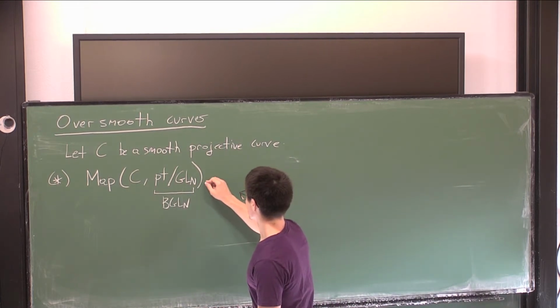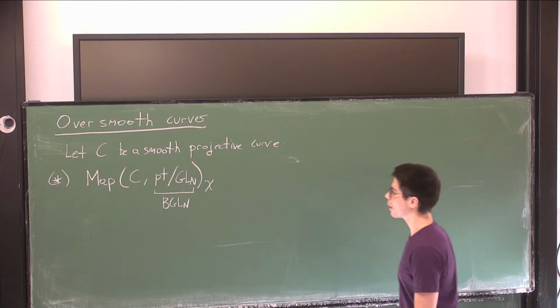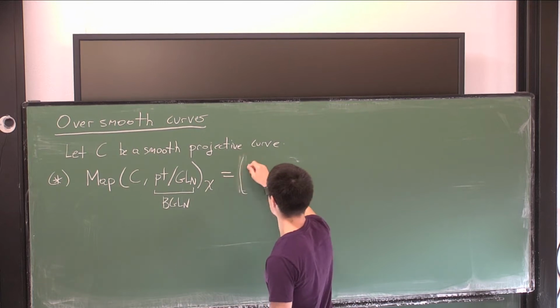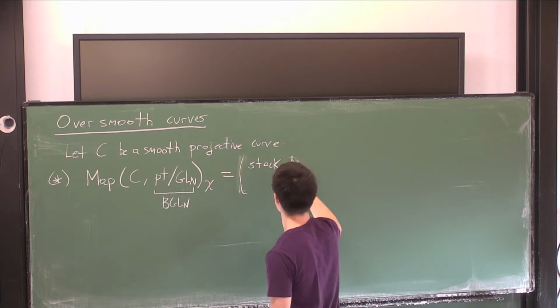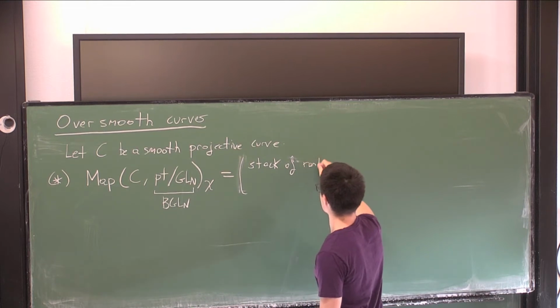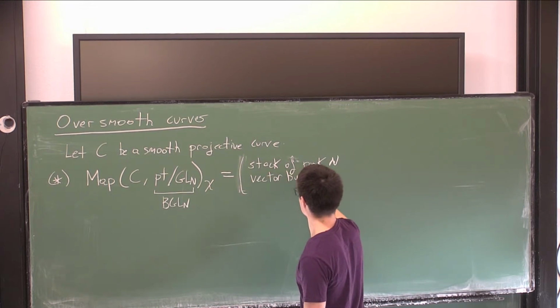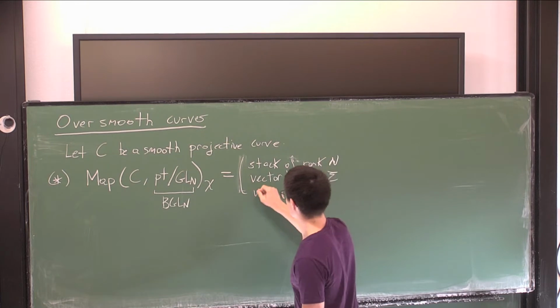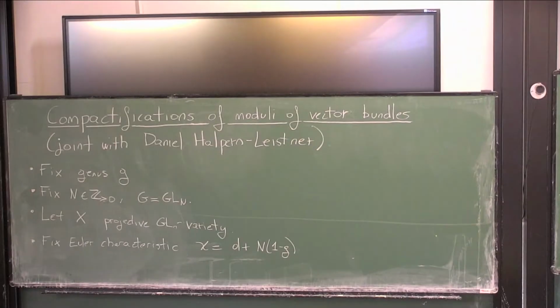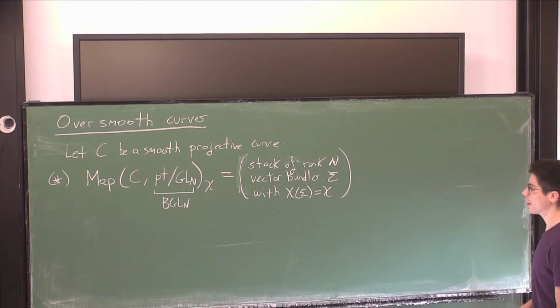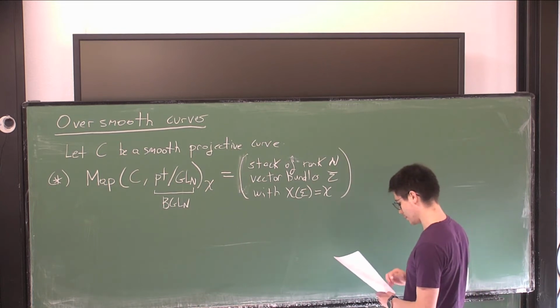And what we're going to do is fix here the Euler characteristic. So by definition, this is just going to be the stack of rank n vector bundles E with Euler characteristic chi. And this is a nice, this is a smooth stack. It's going to be connected once we fix the Euler characteristic. And what we know is that two things are satisfied.